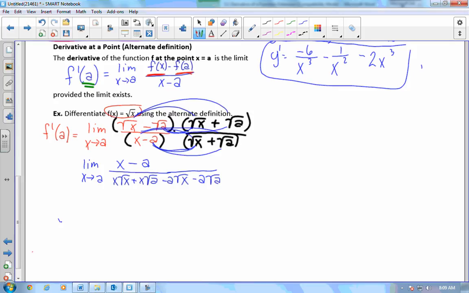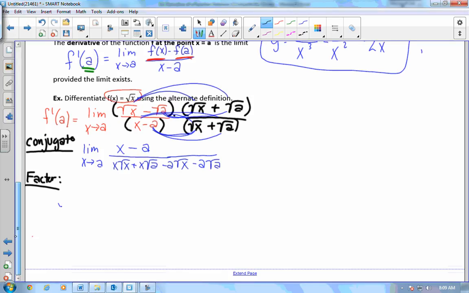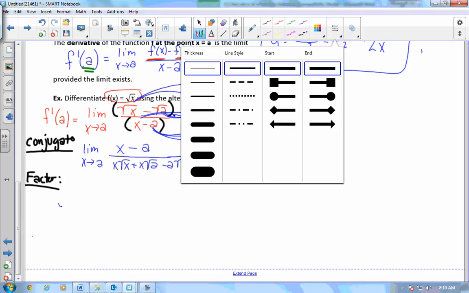Can I just plug in a right now? Yeah. Maybe, but I think we still have a problem with 0. Okay, so here we use a conjugate. Now I'm going to factor by grouping. Favorite F word. Factoring by grouping. Hello. Okay.